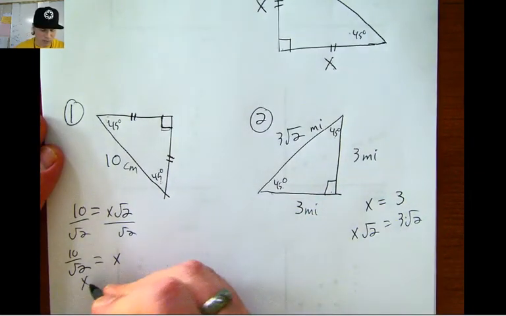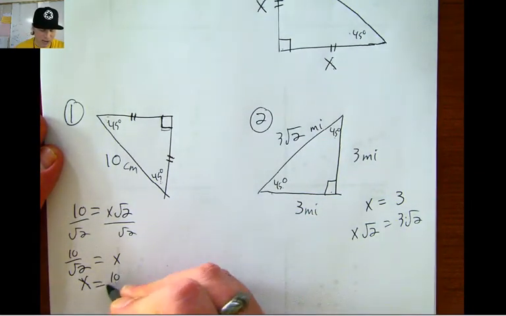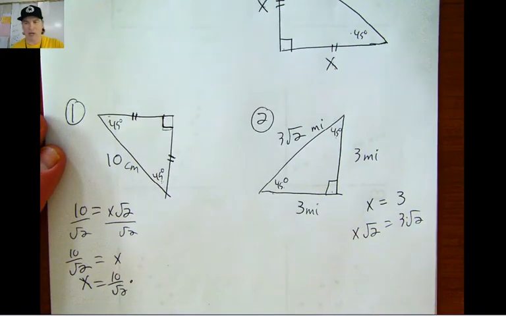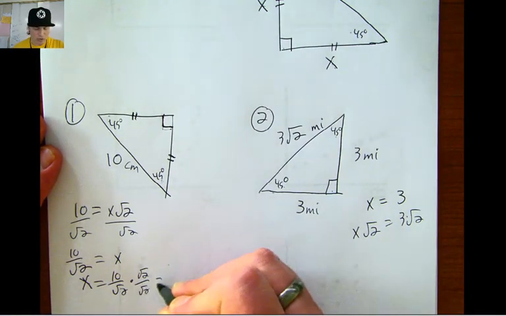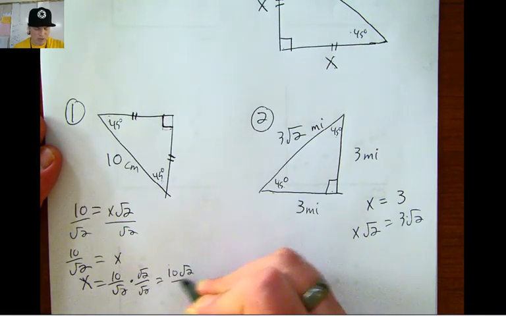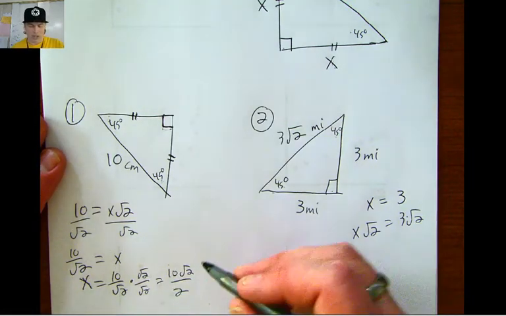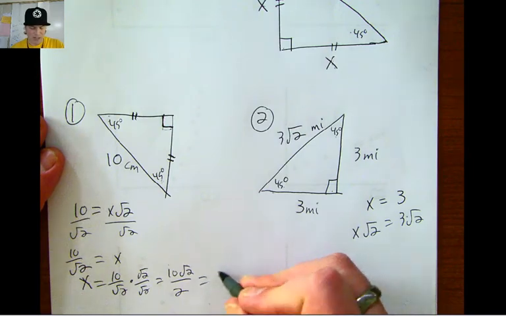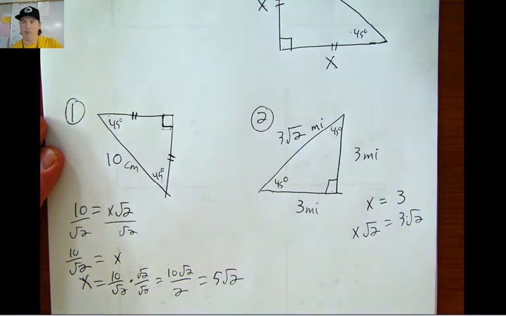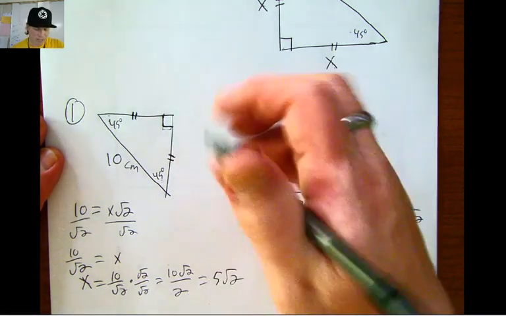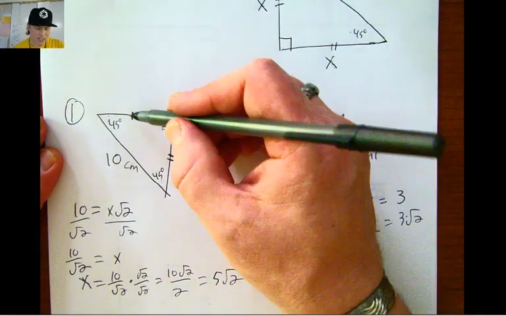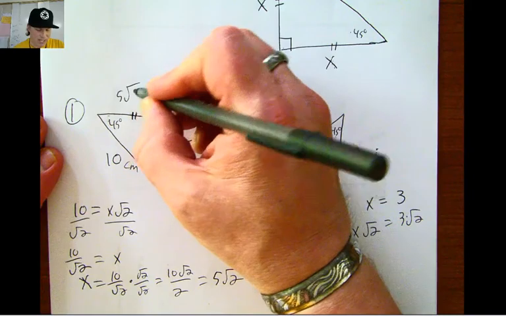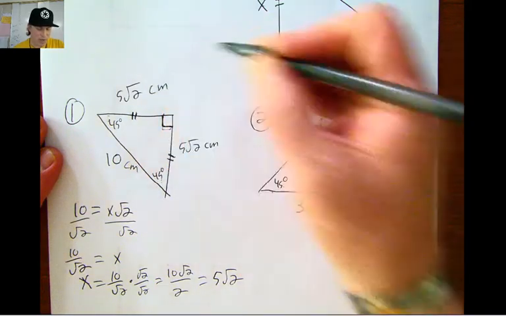As we have learned previously, you cannot have a root in your denominator, so you multiply this by root 2 over root 2, and you get 10 root 2 over 2. 10 divided by 2 is 5, so you end up getting 5 root 2. So this side, which is x, is 5 root 2 centimeters, and because these two sides are congruent, this side is also 5 root 2 centimeters.